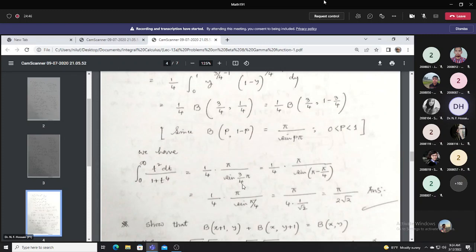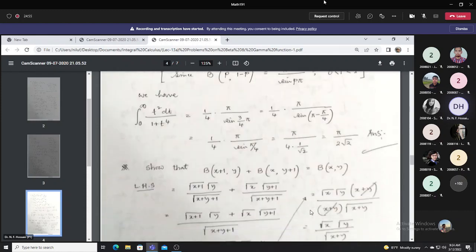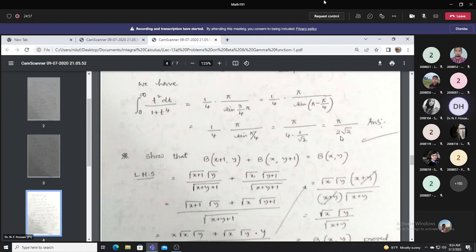This 3 pi by 4 can be written as pi minus pi by 4. So which gives you sine pi by 4, and sine pi by 4 is 1 by root 2. So you do the algebra. Finally, you are getting pi divided by 2 into root 2.